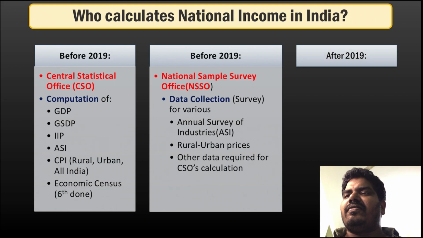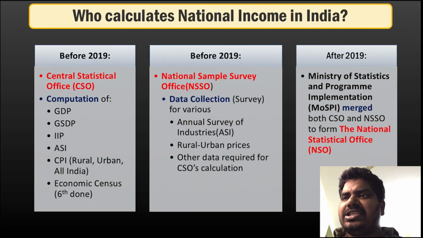After 2019, we have the Ministry of Statistics and Programme Implementation, MOSPI. It merged these two offices, the CSO and the NSSO, to form a new office called the National Statistical Office, NSO. From 2019 onwards, this NSO computes all the national income metrics. So there is only one office, the National Statistical Office, and it performs both tasks: data collection and computation of these metrics.